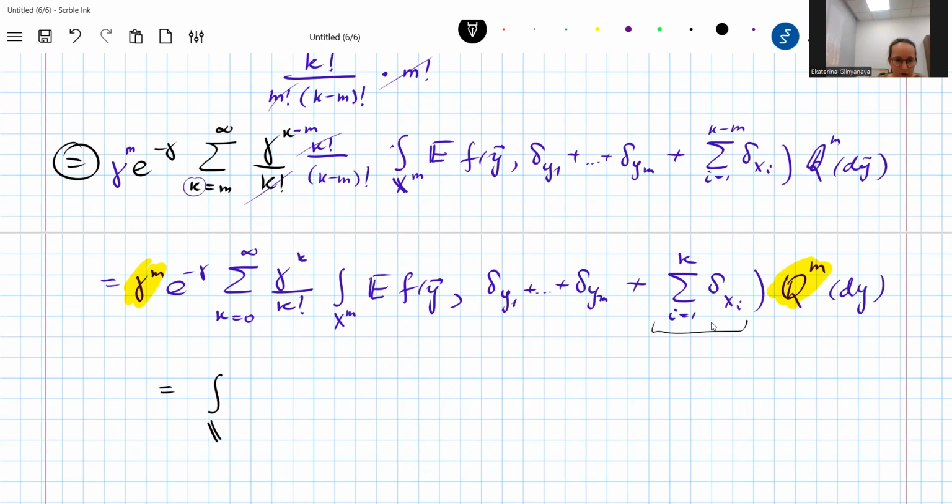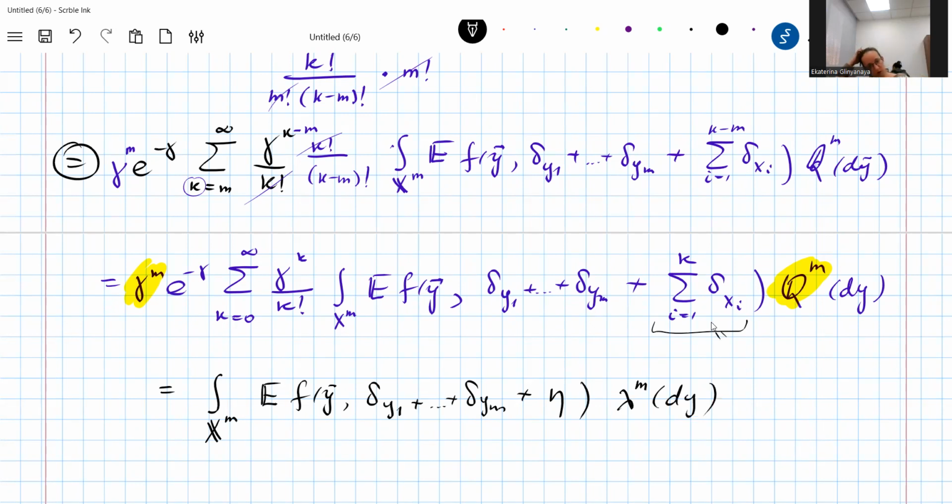So I can put this all together and write the expectation of f of delta y_1 tilde plus, and so on, plus delta y_m tilde plus, and here the Poisson process eta. I can write so, and put them together here, lambda to the power m dy. So this is what we have done.